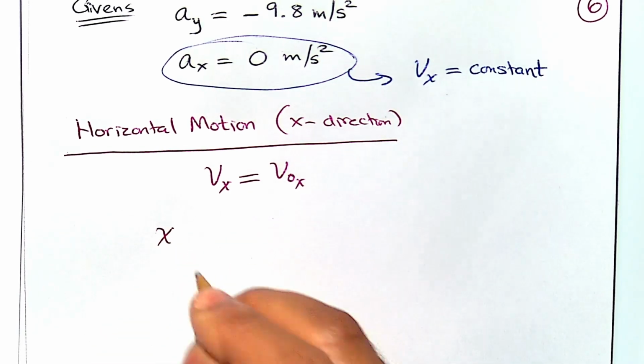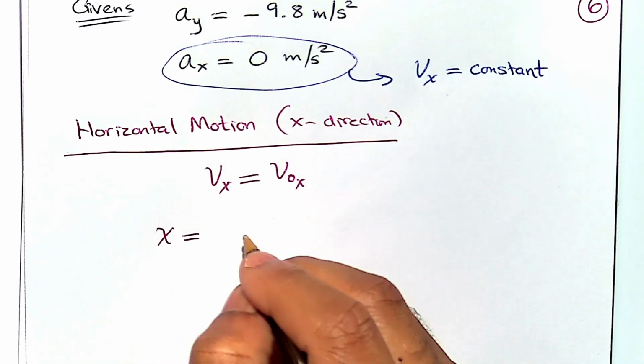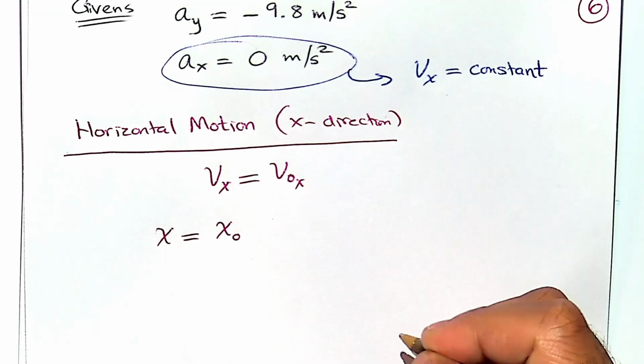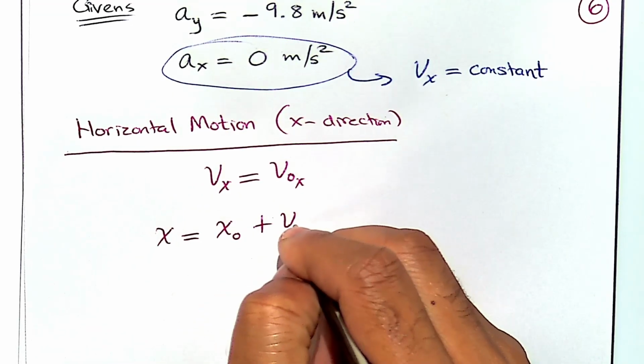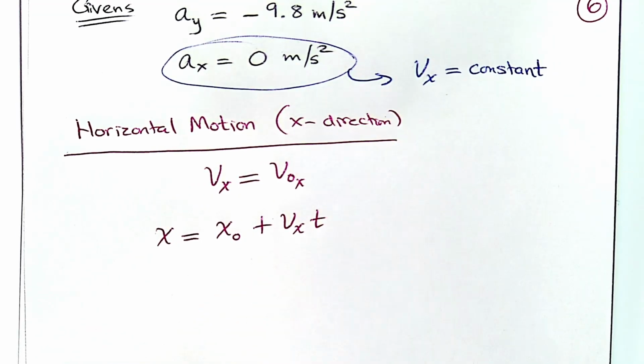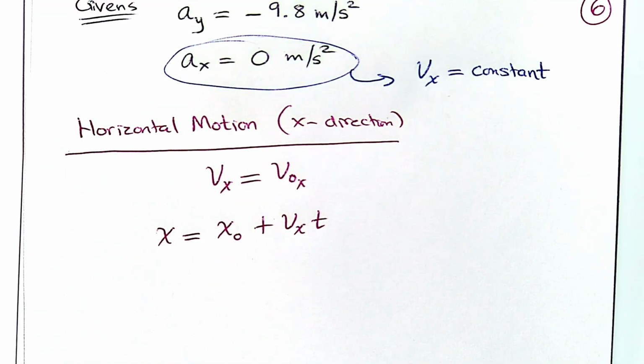In terms of position, we can say the position at some point in time is the initial position in x plus the velocity in x times time. So the initial velocity times time will tell you how far in the x direction something will be going. It reminds you about the kinematics.